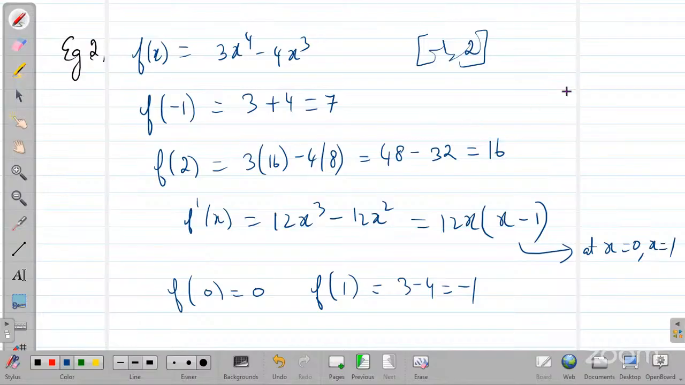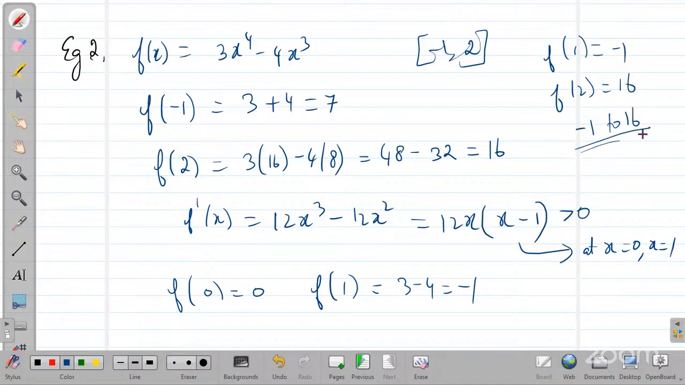You see, when x is greater than 1, what happens? This expression is positive. So after 1, the function is increasing. So when f of 1 is equal to -1 and f of 2 is equal to 16, the value is increasing from -1 to 16 only. So it is not possible for the value to go from -1 to some higher value and then come back to 16. Because the first derivative is positive, that means the function should be an increasing function. Are you able to get the idea?